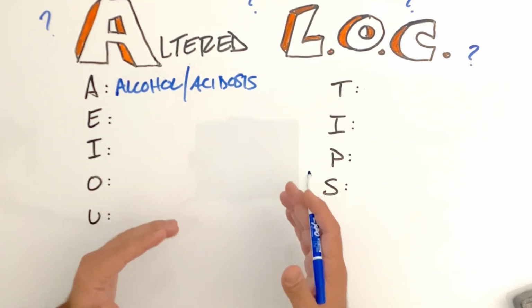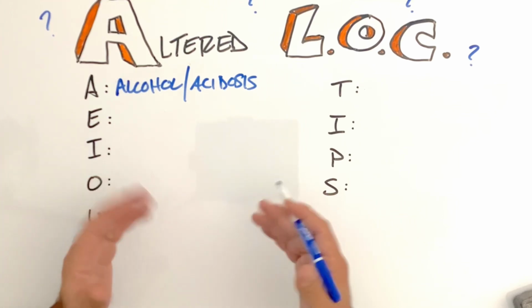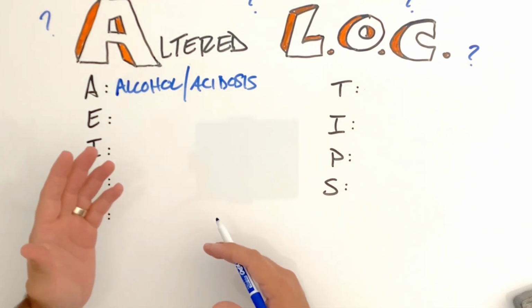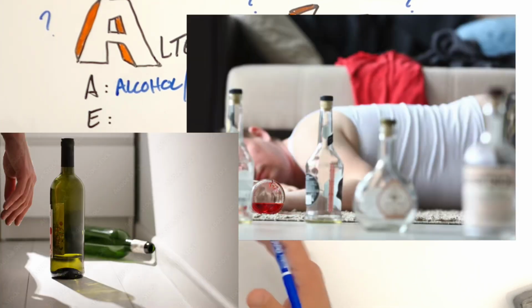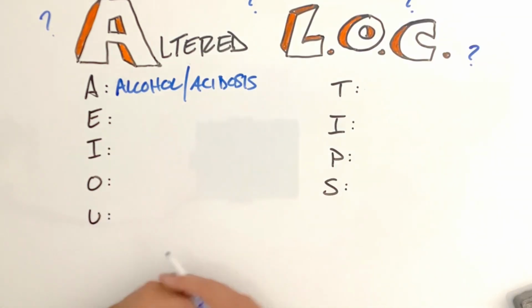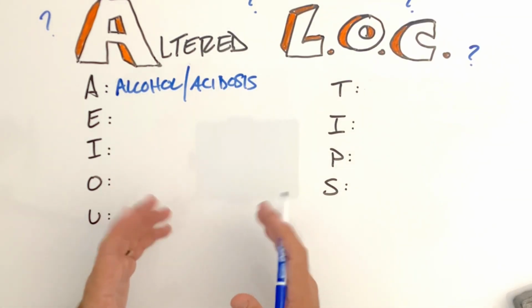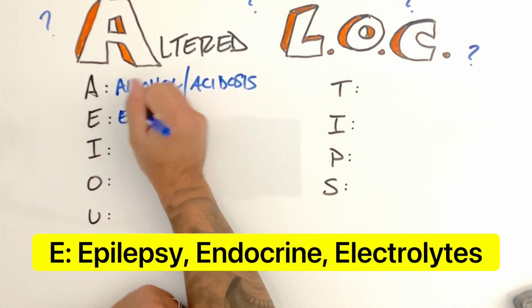Alcohol. Alcohol ingestion can make a patient intoxicated and alter their level of consciousness. We want to check and see if they have an odor of alcohol in their breath or if there's an excessive amount of bottles on scene. Maybe the patient admits to you that they've drank an excessive amount of alcohol that day that may be altering their level of consciousness.